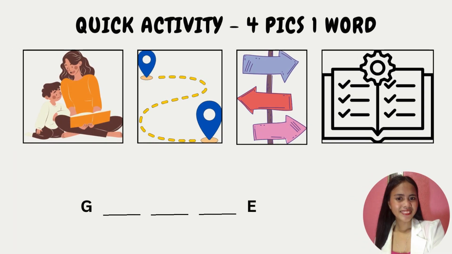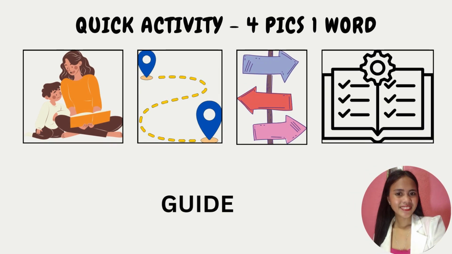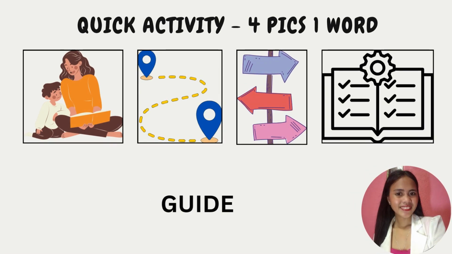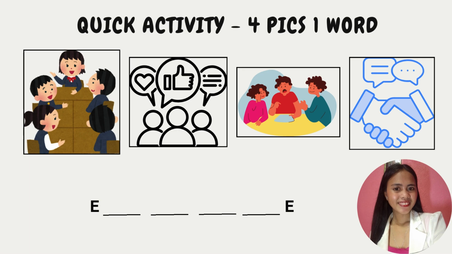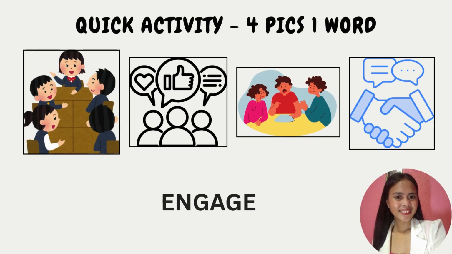Next, four pics, one word, has five letters, starts with letter G, ends with letter E. What word is it? That is correct. The word is guide. Next, four pics, one word, has six letters, starts with letter E, ends with letter E also. What term is it? That is correct. The word is engage.